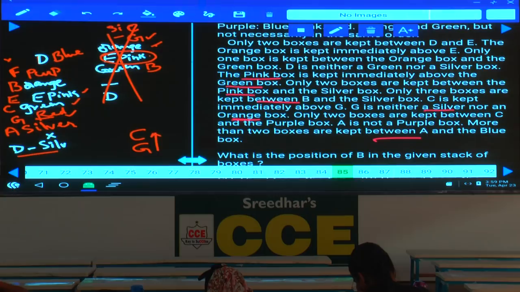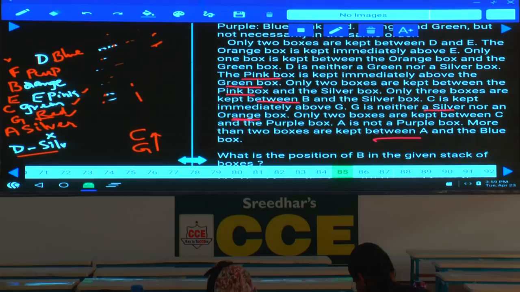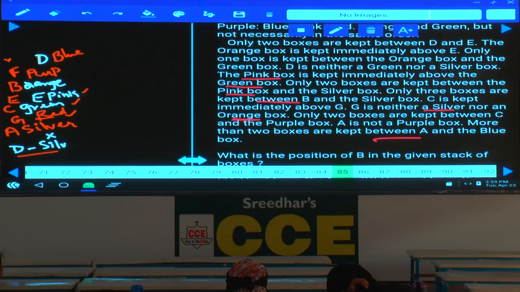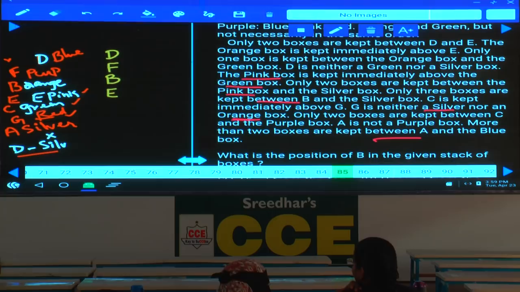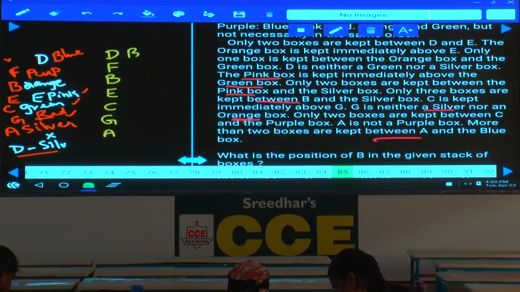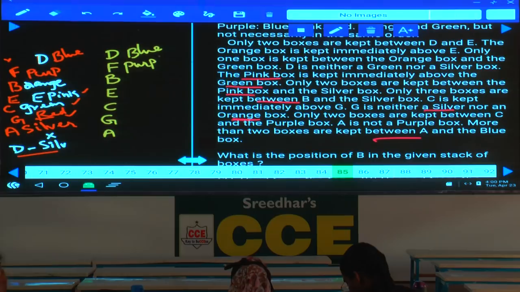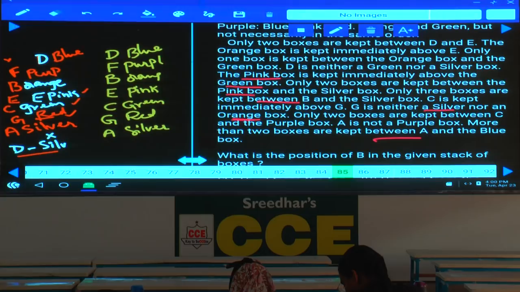Yes, what is the final arrangement here? Now the final arrangement will be, tell me what is the order we have. I'm rewriting the entire information once again. The seven boxes from the top are D, F, B, E, C, G, and A. D's color is blue, F is purple, B is orange, E is pink, and the next one is green, then red, and finally silver. As ordered here, D, F, B, E, C, G, A, the colors of these boxes are blue, purple, orange, pink, green, red, and silver.